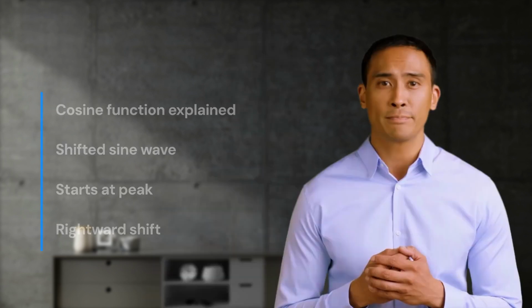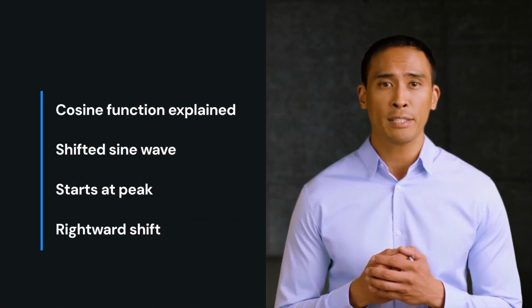Let's start with the sine function. Picture it as a wave starting at 0, rising to its peak, and gracefully returning to 0. Now enter the cosine function. It's like a sine wave, but shifted to the right, beginning at its highest point.